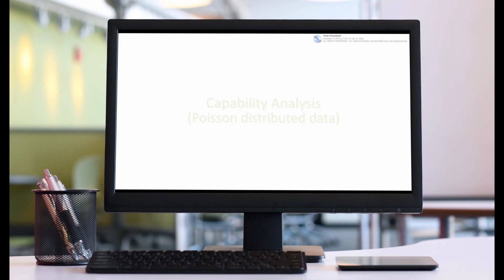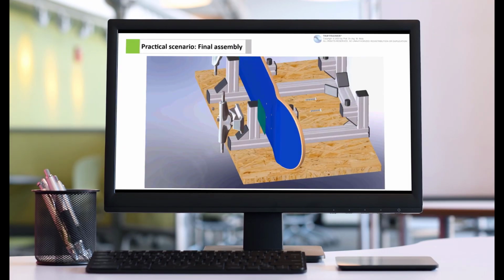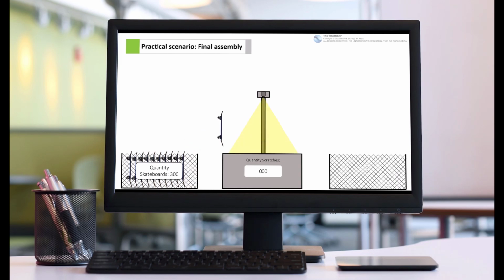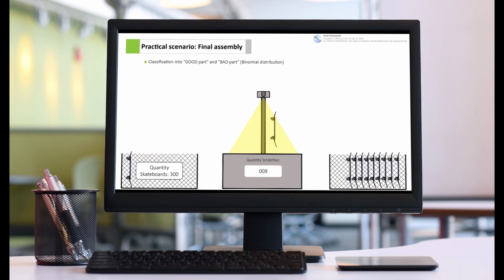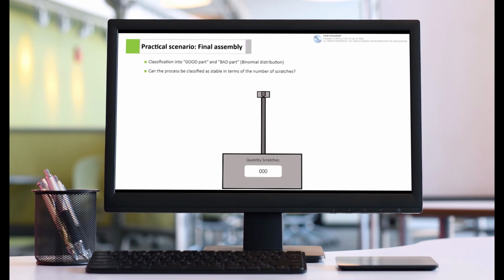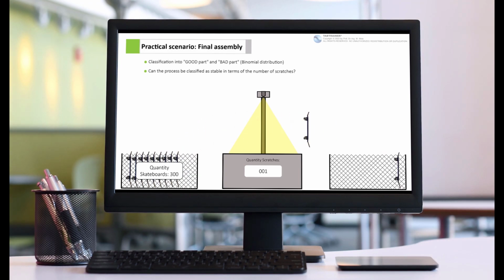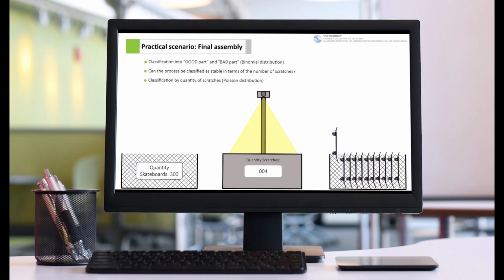In the 30th Minitab tutorial, we are still in the final assembly department of Smartboard Company. Here, all individual skateboard components are assembled into a finished skateboard and finally subjected to an automatic surface inspection before shipping to the customer, to ensure that no undesirable surface damage, for example in the form of scratches, has occurred during final assembly, which could lead to unwanted customer complaints.